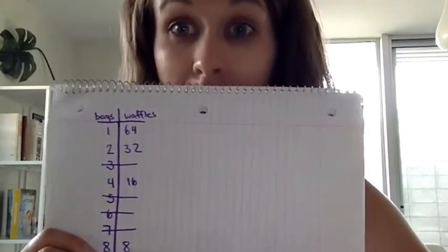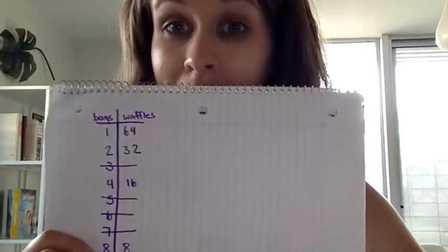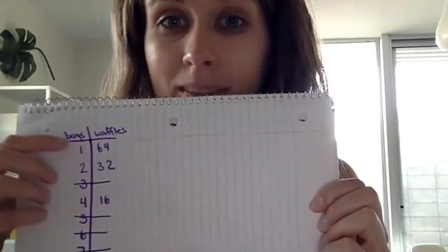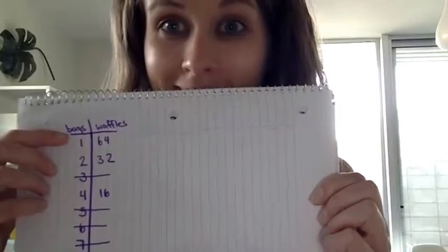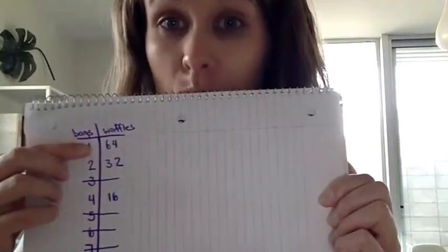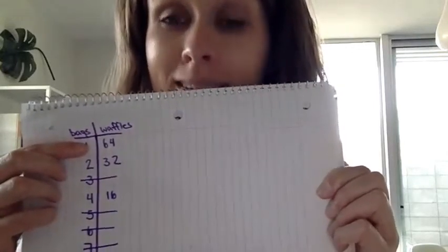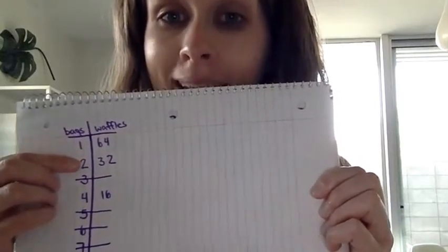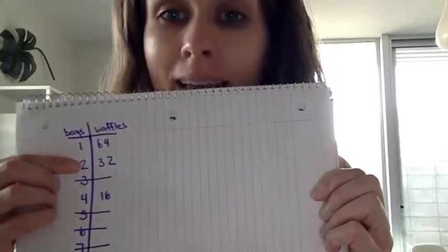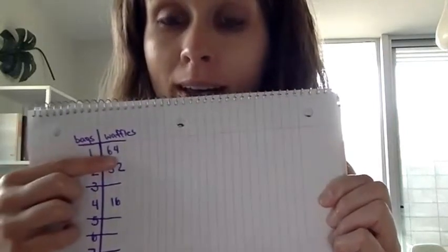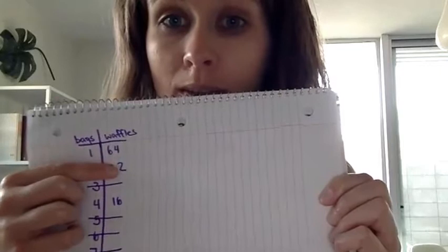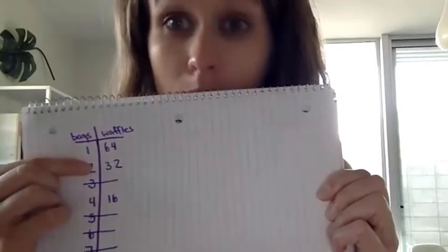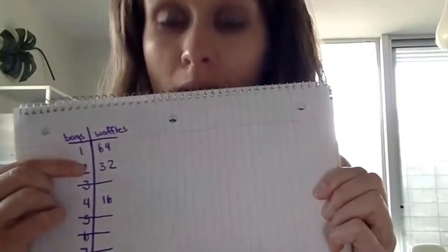I decided to use a ratio table. You might have done it differently. So I thought, okay, if I have 1 bag, then all 64 waffles will go in that bag. If I decide to split that number in half and put half of them in one bag and half of them in another, then I'm going to take 4, half of 4 is 2, and 60. Half of 60 is 30. So 2 bags would have 32 waffles.